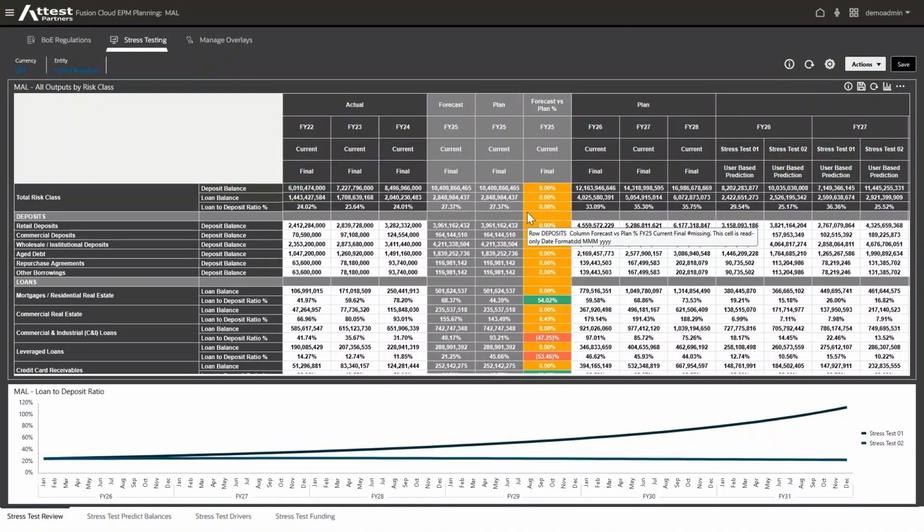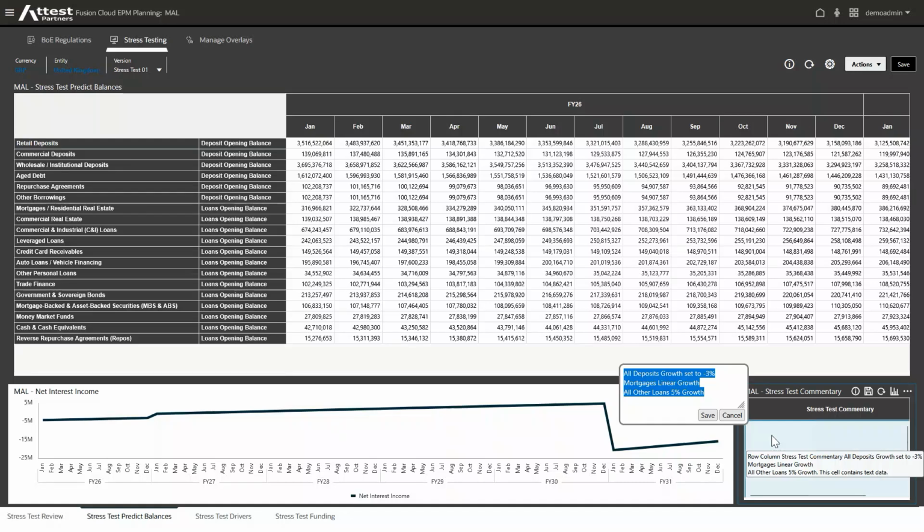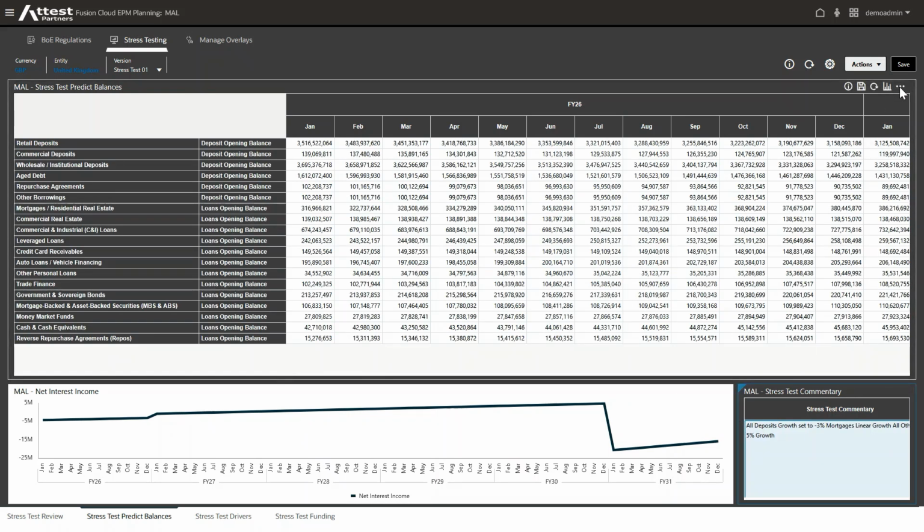We've now got our finalized version of our current plan, which you can now see. And what we're now looking to do is to set up multiple what-if variant scenarios to start to model out the requirements that we need for our stress test to deliver that regulatory compliance. So importantly, we can capture any qualitative data in here. And for the purpose of this example, what we're going to look to do is decrease our deposits by 3%. We'll keep linear growth across our mortgages, and we will also have a 5% growth across all our other loans.